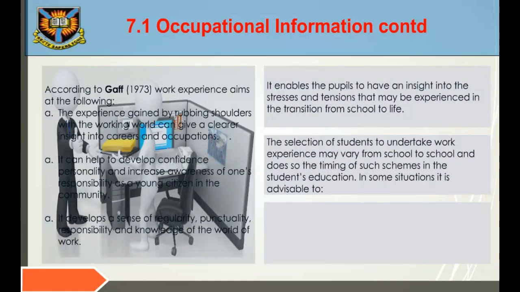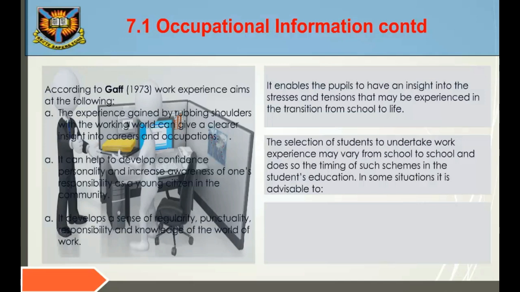According to GAF 1973, work experience aims at the following: A. The experience gained by rubbing shoulders with the working world can give a clear insight into careers and occupations. B. It can help to develop confidence, personality, and increase awareness of one's responsibility as a young citizen in the community. C. It develops a sense of regularity, punctuality, responsibility, and knowledge of the world of work.